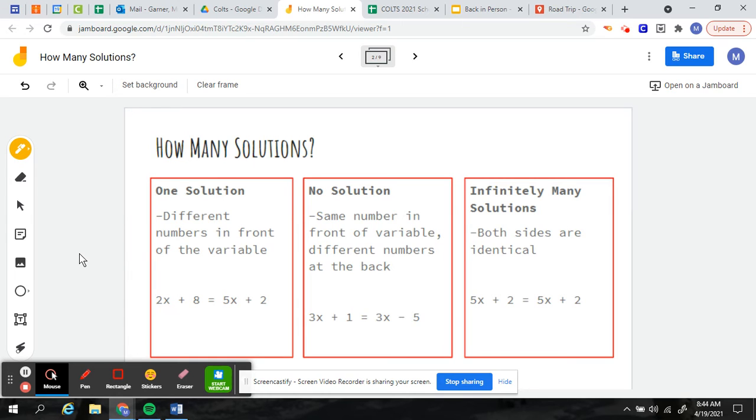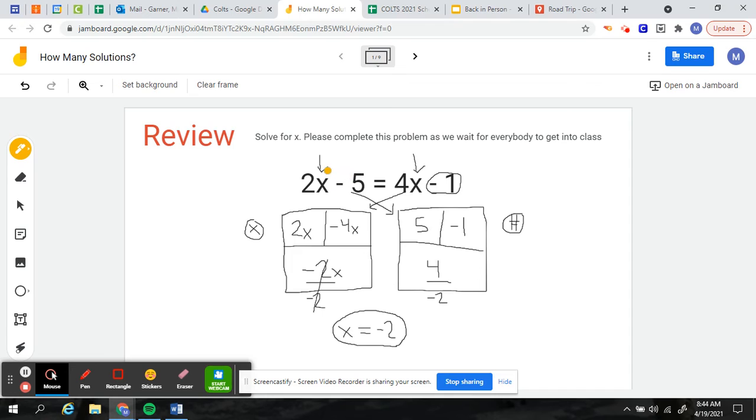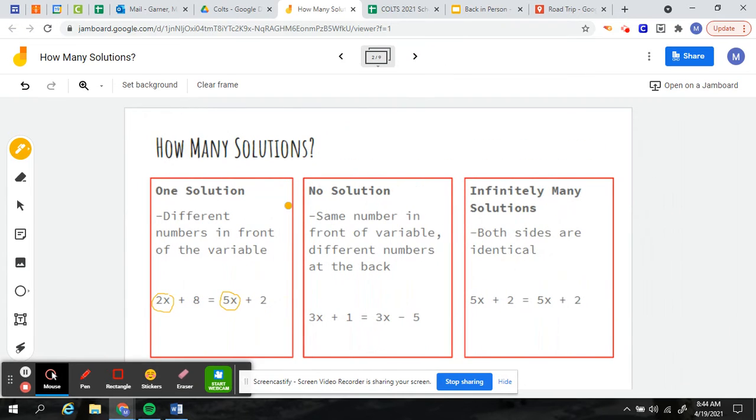So for one solution, the way I can tell that it's definitely going to be one solution is that there are different numbers in front of the variable. So for instance, I have a 2x on the left, I have a 5x on the right. Those are different, so I know it's one solution. Going back to that example we just did, I have a 2x on the left, I have a 4x on the right. Those are different x's, so I knew I could solve it and find my x. So when it's one solution, you will see different numbers in front of x.